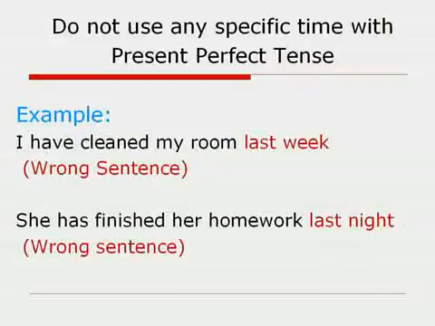Why? Because you cannot use a specific time with present perfect tense. This sentence, I have cleaned my room last week, is wrong because we are using a specific time with it, and we cannot do that. This sentence should have been in past simple, like I cleaned my room last week, and then it would be right. But right now it is wrong because we cannot use any specific time with present perfect tense.